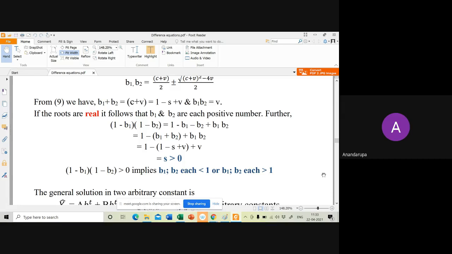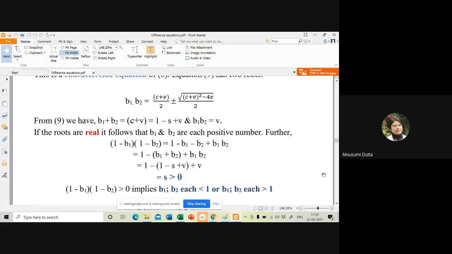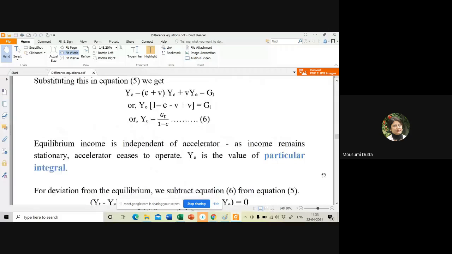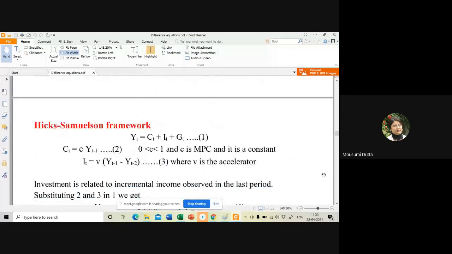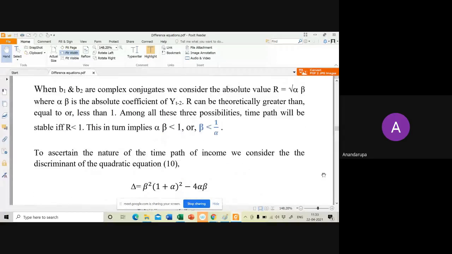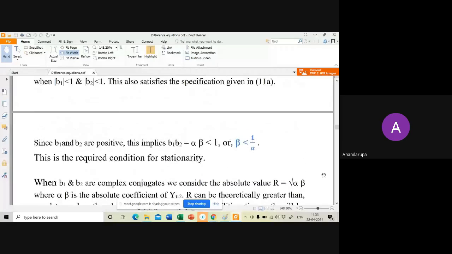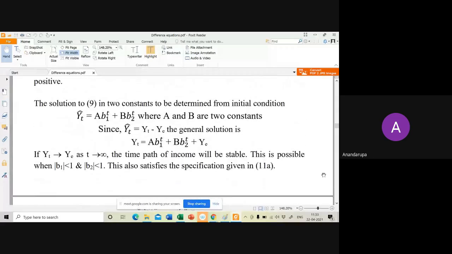Didn't you check the earlier thing? Didn't you check the sequence model which we discussed earlier? Yes, ma'am. There, how do we know that alpha into beta is accelerator into multiplier? I know it's alpha beta. Alpha into beta is not accelerator. That is accelerator multiplied with multiplier.